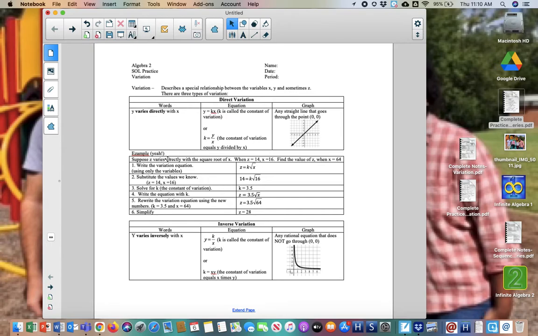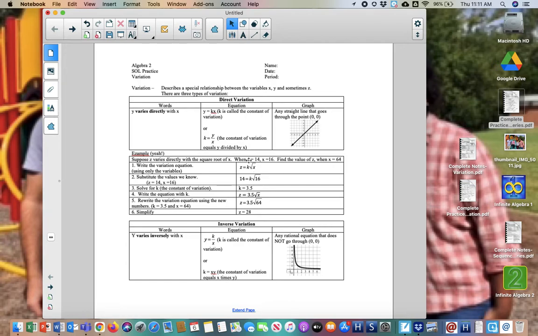Suppose z varies directly with the square root of x. Okay, so first off, you want to write the direct variation equation using only the variables. So z varies directly, so we're going to write z equals, and then you always need that k value for the constant. So z equals k, and then it said with the square root of x. So then we have the square root of x. So that's what you have here: z equals k square root of x.